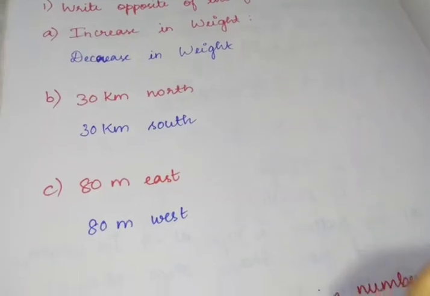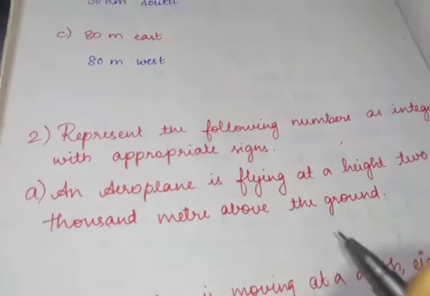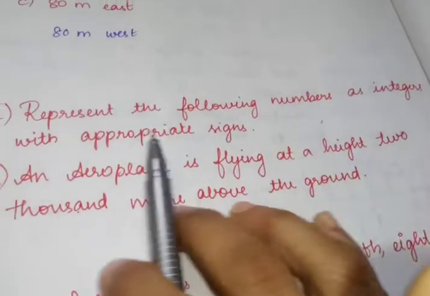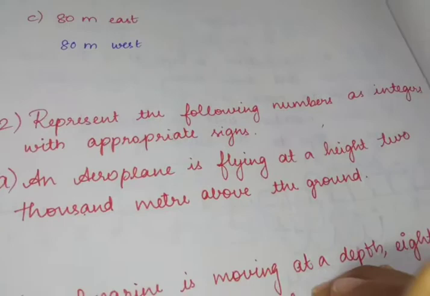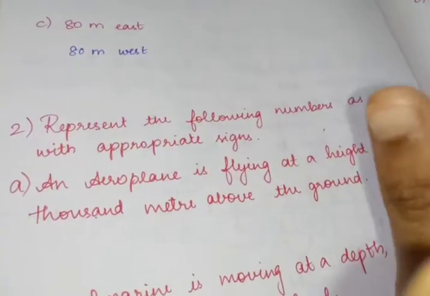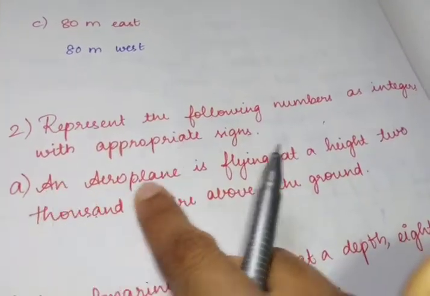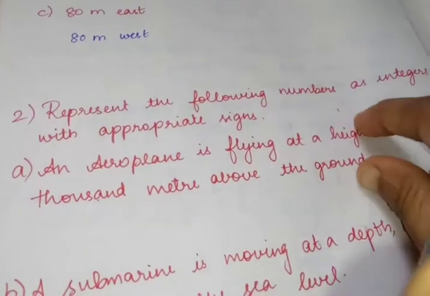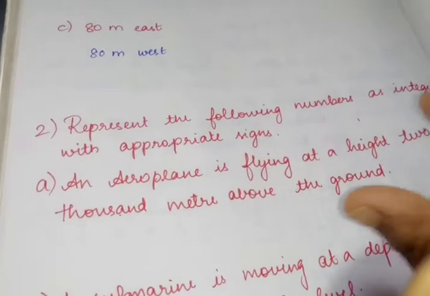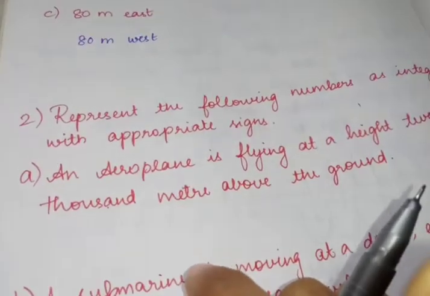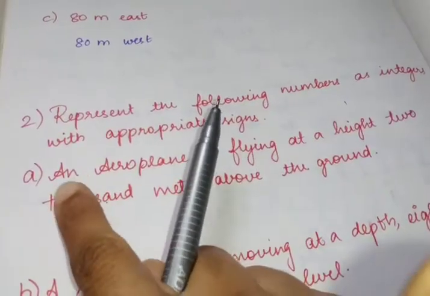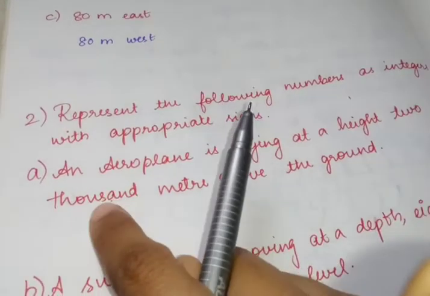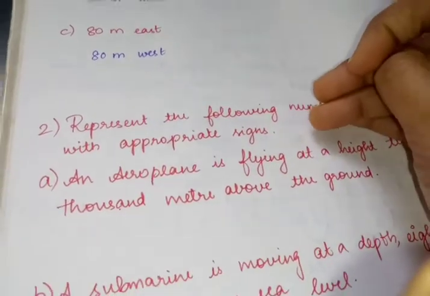Next, second problem: represent the following numbers as integers with appropriate sign. By reading each statement, we are going to write the integer for that question. First, read the question. An aeroplane is flying at a height of 2000 meters above the ground.